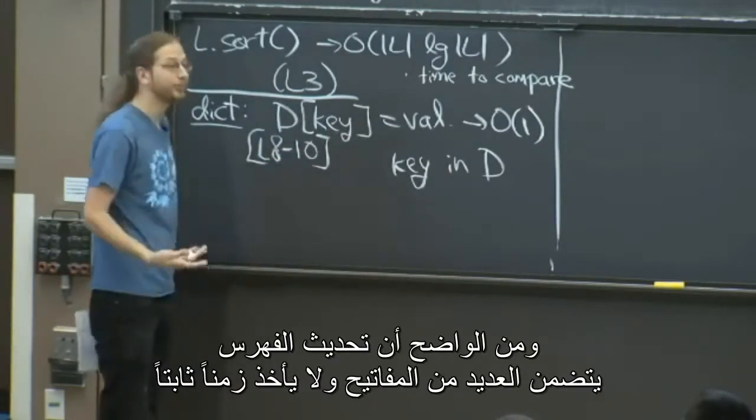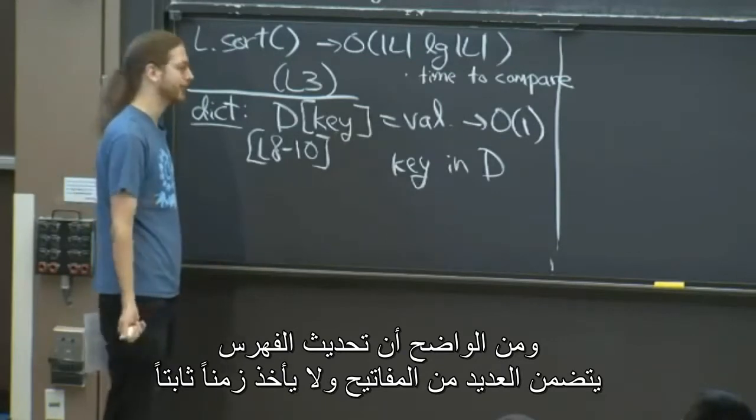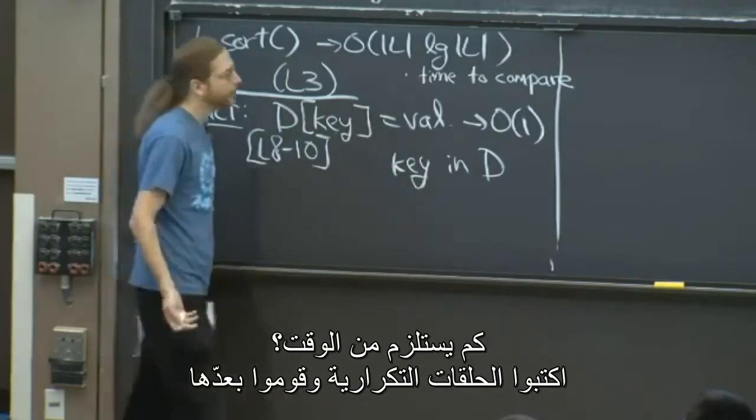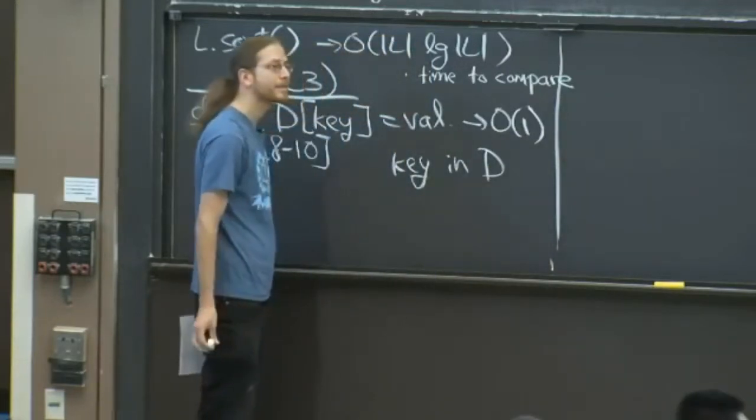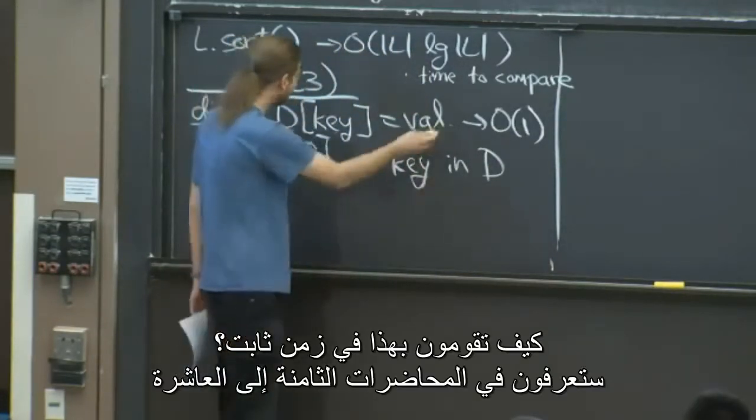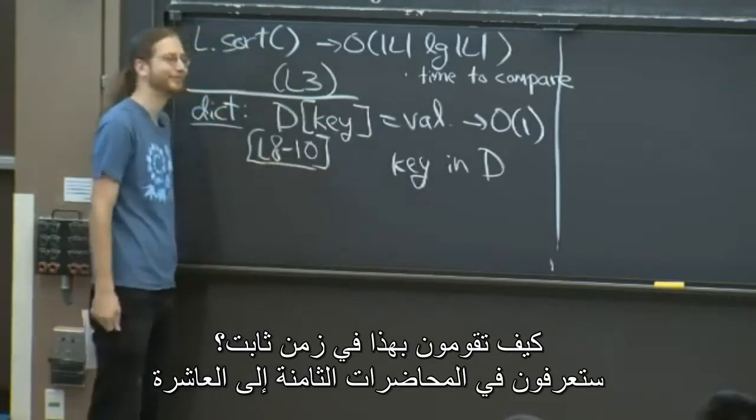Obviously, dictionary.update involves a lot of keys. That doesn't take constant time. How long does it take? Well, you write out a for loop and count them. How can you see whether the key is in the dictionary in constant time? How do you do this in constant time? Come to lectures 8 through 10.